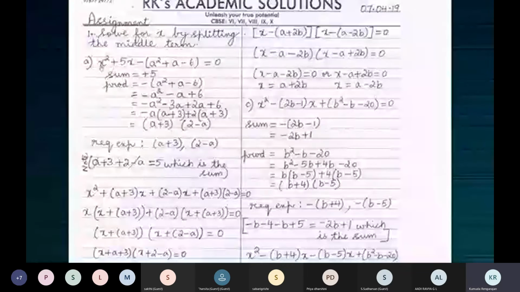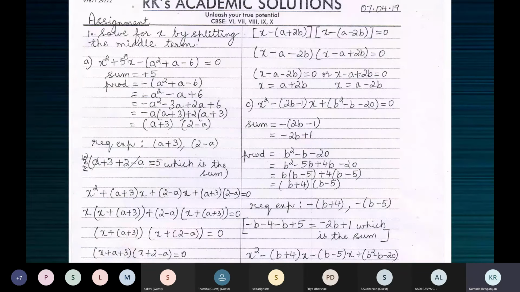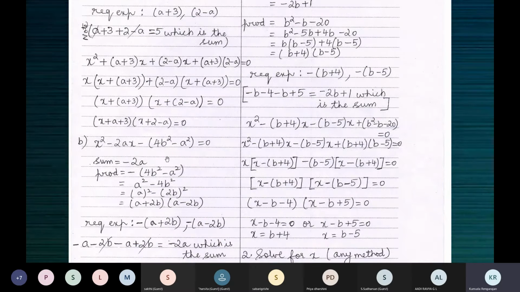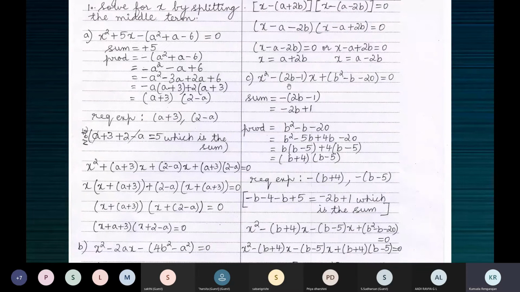So here, there's a quadratic equation in one variable x, and we have understood how to solve for x by splitting the middle term. We did this yesterday. This also. We factorize by splitting the middle term. This one. We did another one here. So splitting the middle term basically is identifying the sum, identifying the product, and then identifying the 2 expressions that will satisfy the sum and the product.